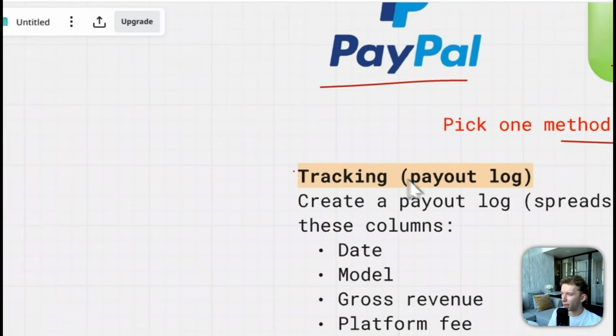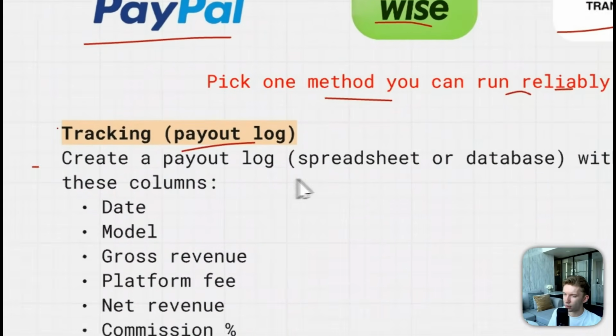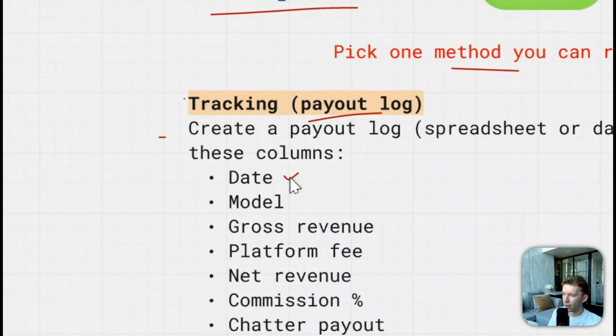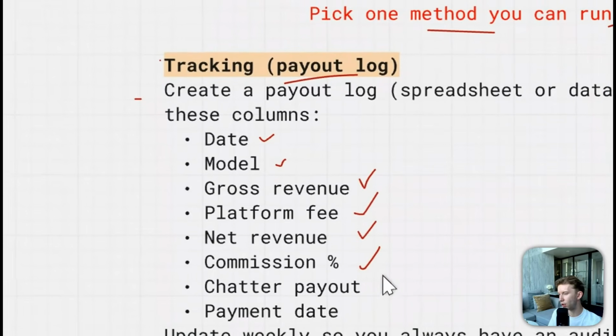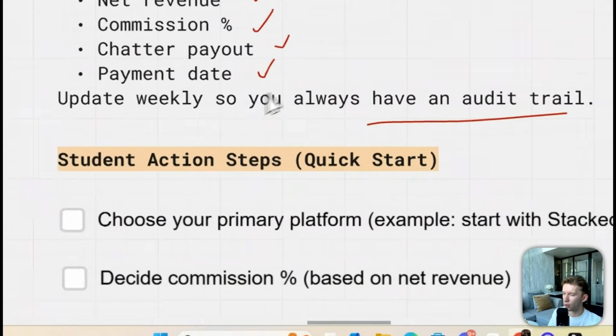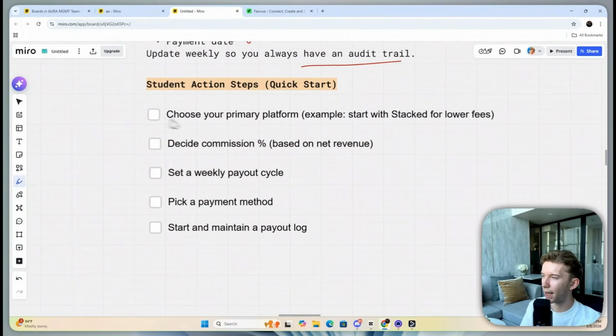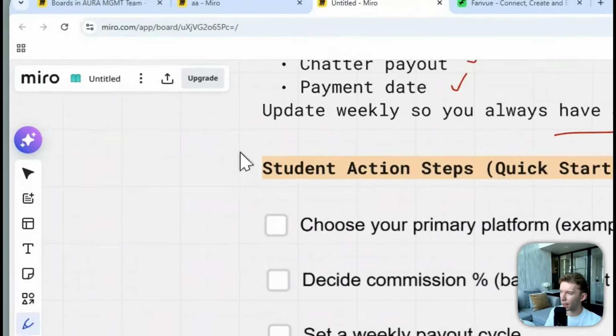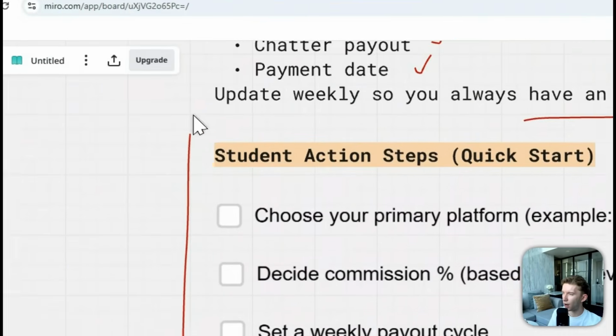And again, tracking your payout logs. Create payout logs, spreadsheets of everything: the dates, the models, the gross revenue, the platform fee, your net revenue, your commission, your chatter payouts, payment dates, literally everything. You need a full audit trail so things don't get messy. And again, you've got your checkbox here. You can take a screenshot, but this is your action steps.